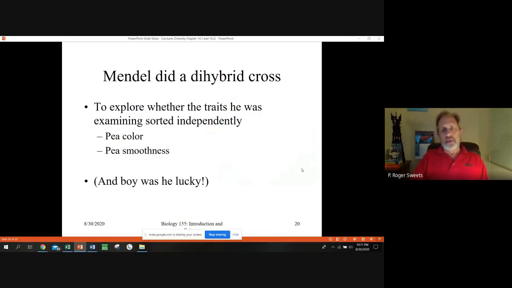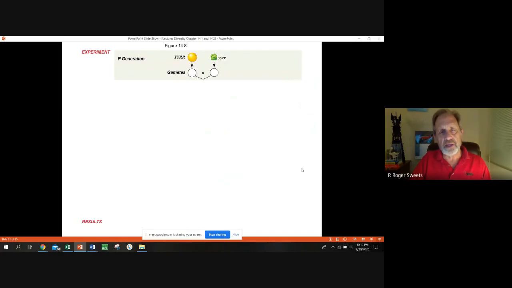Okay. So Mendel did a dihybrid cross to explore whether the traits he was examining sorted independently. And he had the pea color and he had the pea smoothness that he combined together. And boy, was he lucky when he did that, because when he performed that, he did in fact figure out exactly what he was aiming for. And I'm going to go through that step by step here as we explain Mendel's other great advancement. Okay, so here's our dihybrid cross. You can follow through this in your book, but I've kind of chopped this up so we can see it step by step here.